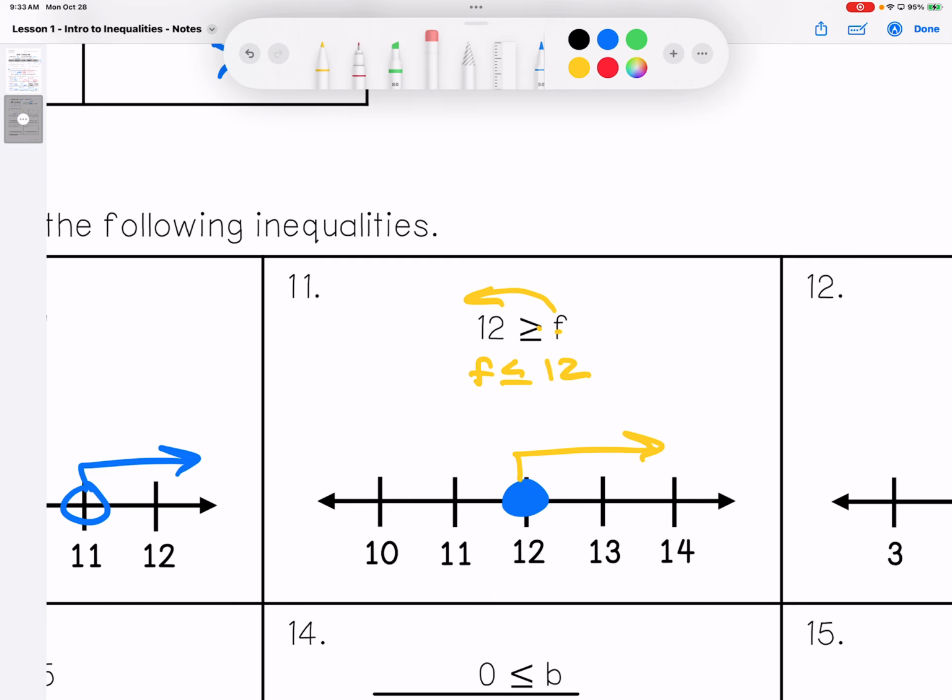Now look which way the arrow is facing. It's facing the left. So you can only use which way the arrow is facing if the variable is on the left. If it is not on the left, you've got to use your brain. So there it goes to the left. F is all numbers equal to or less than 12.